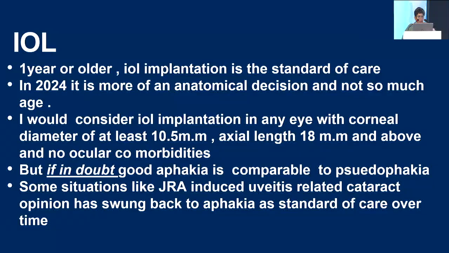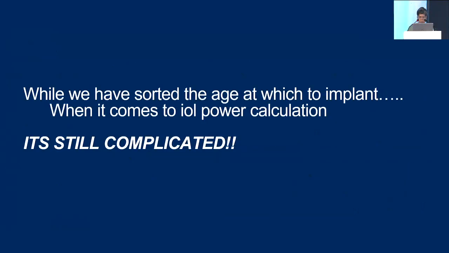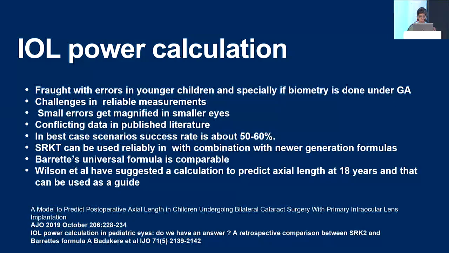There are ifs and buts in that, but when it comes to under 1 year of age, these are the criteria which I use. If you are in doubt, if your surgical skills are not adequate, a good aphakia is always comparable to pseudophakia in infants. You can always put an IOL later, provided you do a clean surgery. In some situations like JRA-induced uveitis, probably aphakia is still better than pseudophakia. We have sorted out the age, but we still don't know what to put, and this is fraught with errors in younger children, especially if you are going to do a DBR under general anesthesia.